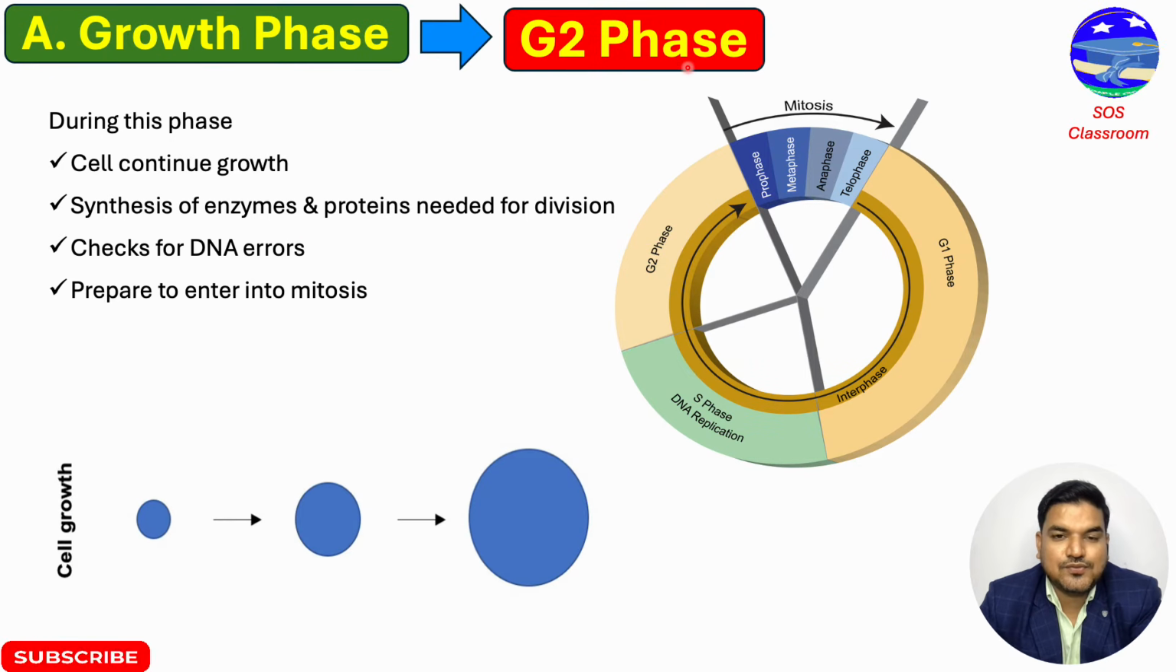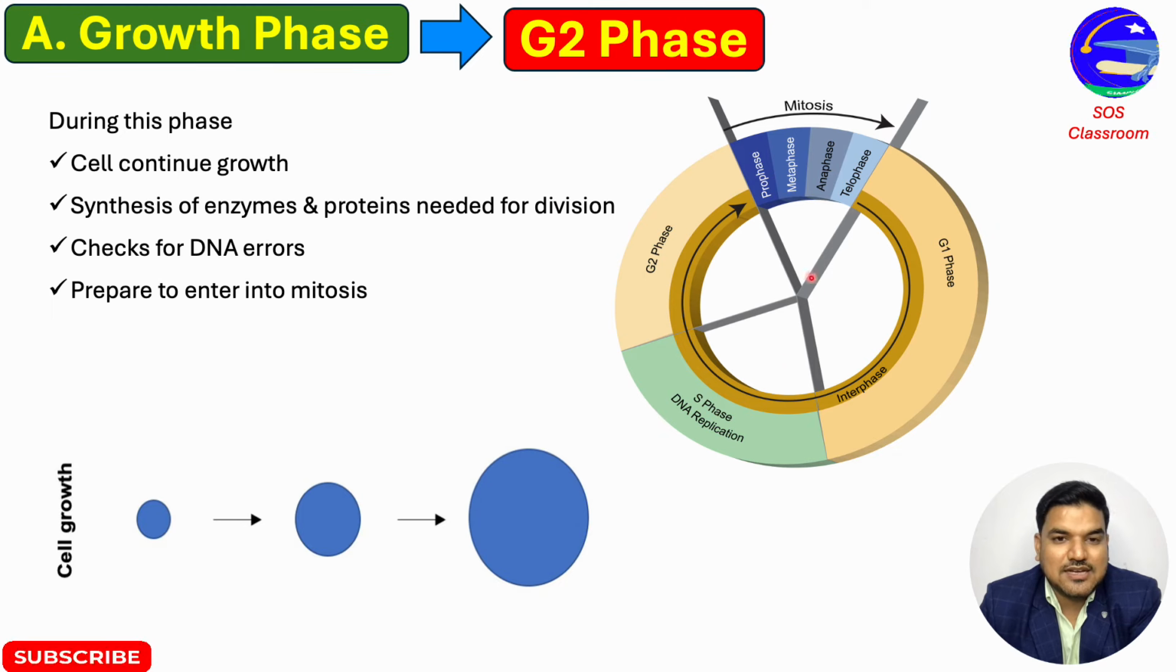Next is the G2 phase. G2 phase means gap 2 phase. In this phase, the cell continues to grow. You can see the cell continues to grow, with synthesis of different types of proteins and enzymes, and a check for DNA errors. DNA errors means if the synthesis of DNA occurs, then the G2 phase checks for the different types of errors that occur in the DNA. Next, preparation to enter into mitosis.